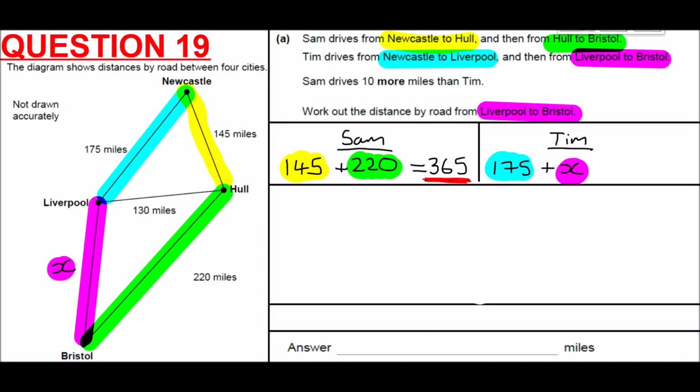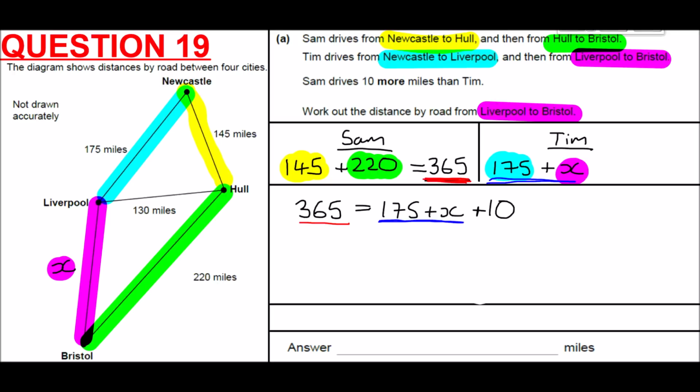365, we can say that that's the same as Tim's distance, which is this one here, but 10 more. Sam's distance is the same as Tim's, but 10 miles more. So then we're going to add 10 to this.